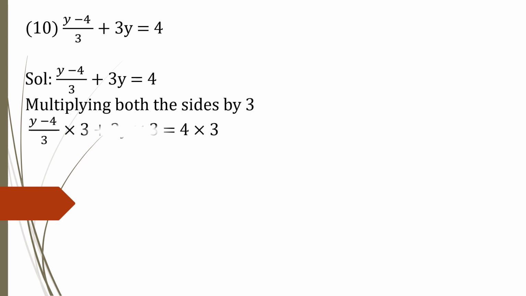So what will happen, student? Y minus 4 upon 3 into 3 plus 3y into 3 equal to 4 into 3. I have multiplied all the terms with 3. So now student, here this 3 and this 3 will get cancelled. So we have removed the denominator from here. So next step we'll get y minus 4 remains. So y minus 4 plus 3y into 3 will become 9y and equal to 4 3s are 12.